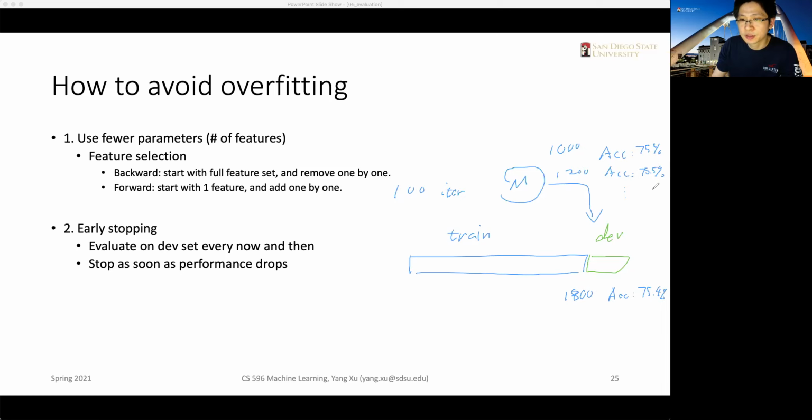Because compared to these values, it drops. And that is probably an indicator of overfitting. The model is overfitting to the training set, and then the performance on the dev set is dropping. So this 1,800 iteration is probably the point where we want to stop training.